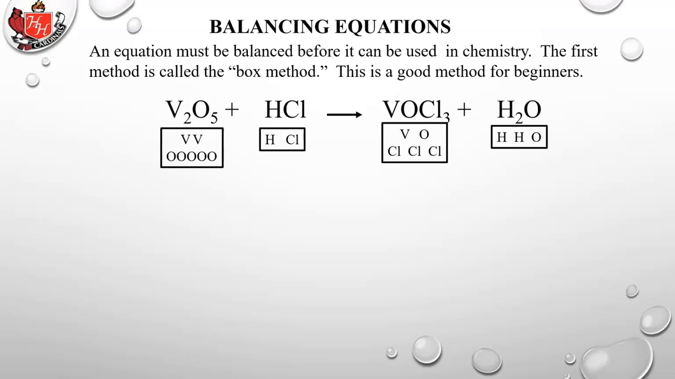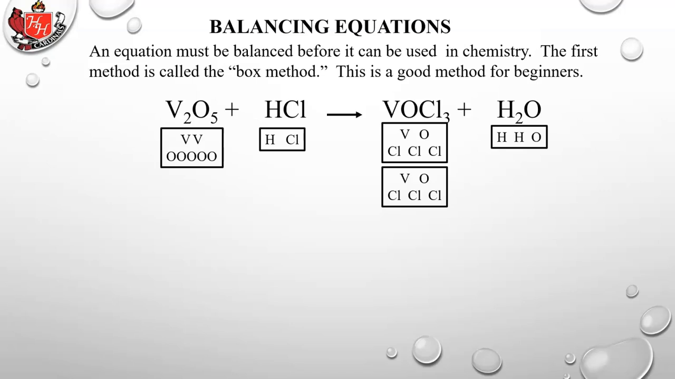All right, so what we're going to start with here, we're going to start with V. So you have 2 on the left and 1 on the right. So we're going to add another box of the VOCl3. So now you have 2 V's on the left, 2 V's on the right. But you have to add everything else in that molecule, the oxygen and the 3 chlorines. But now the V's are in balance.